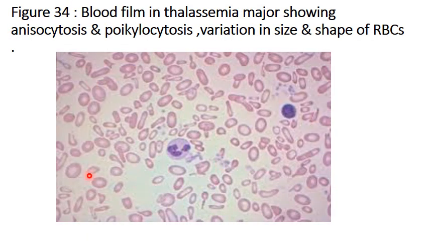This is another blood film in thalassemia major, showing marked anisopoikilocytosis. There is marked variation in the size and the shape of the red blood cells. That means there are different sizes. Look at here. This is a small size. This is normal size. This is a bit large size. So there is marked variation.